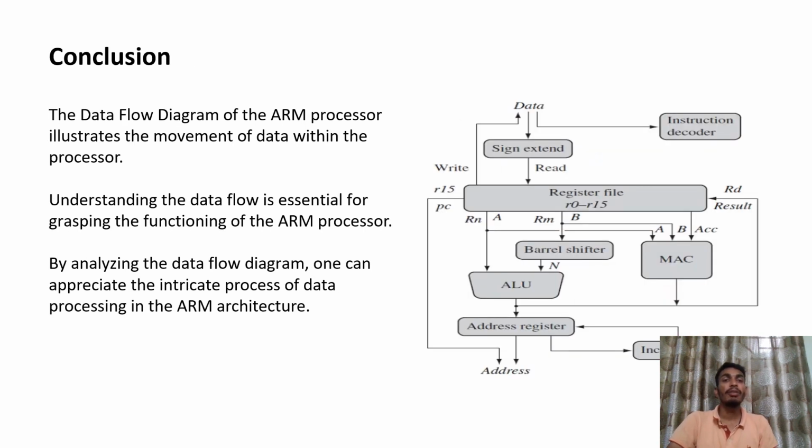Conclusion. The data flow diagram of the ARM processor illustrates the movement of data within the processor. Understanding the data flow is essential for grasping the functioning of the ARM processor. By analyzing the data flow diagram, one can appreciate the intricate process of data processing in the ARM architecture.